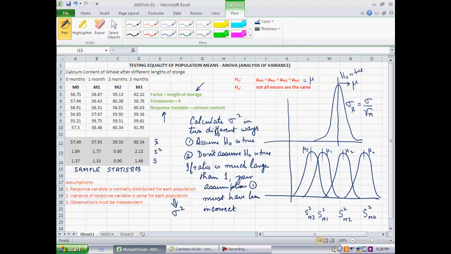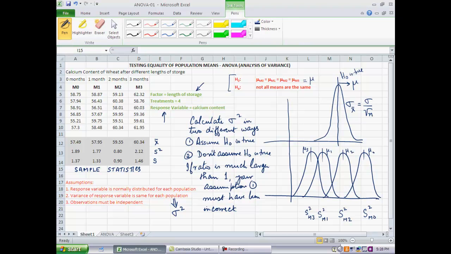So with this problem setting, the 2 hypotheses we want to test, the null and the alternate, are our way of checking if the factor has any potential impact. Look at the way the null hypothesis is stated: mu M0 equals mu M1 equals mu M2 equals mu M3. In our case, this means that the average calcium level for wheat stored 0 months, 1 month, 2 months, and 3 months are all the same, they're no different, and I've said it's equal to mu.